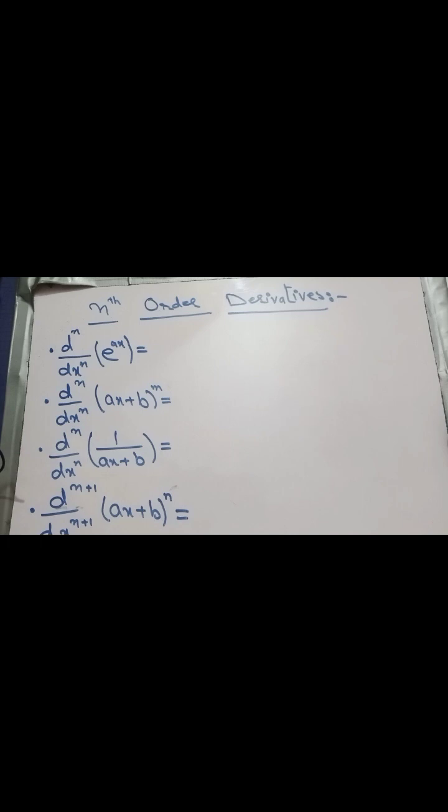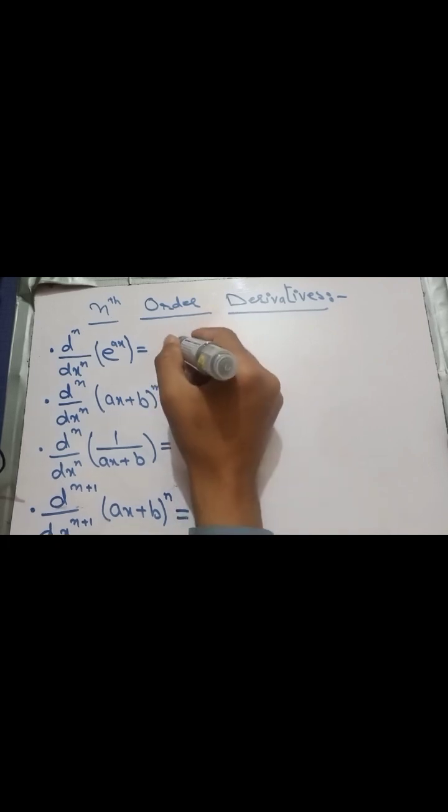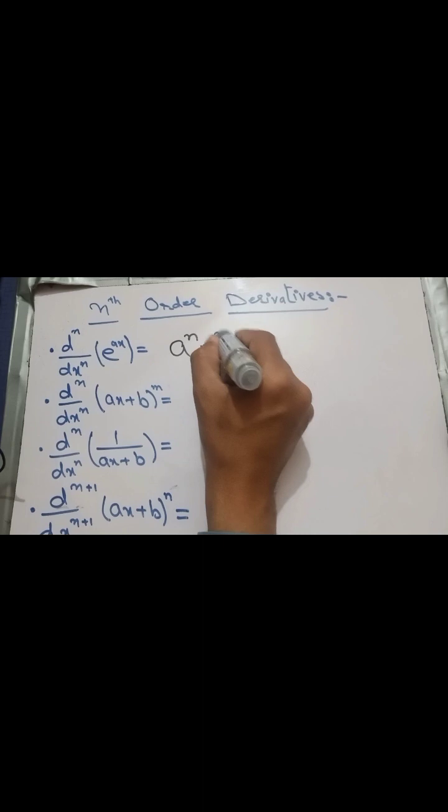Okay, today we are discussing derivatives and we are going to find nth order derivative formulas. So here we discuss the first one, the nth derivative of an exponential function whose power is ax. So the formula is a power n, because we are taking the nth derivative, e power ax.